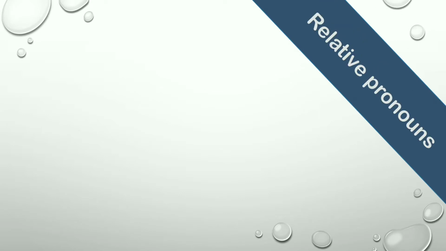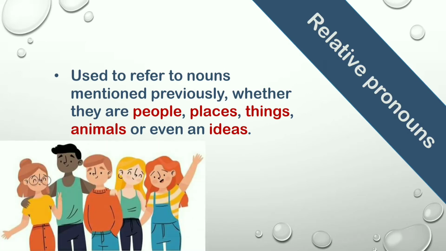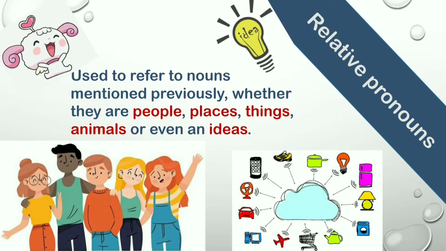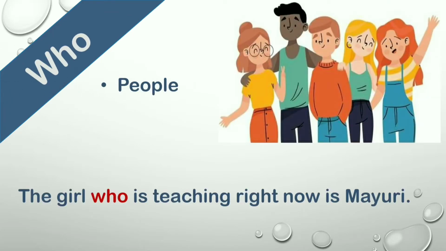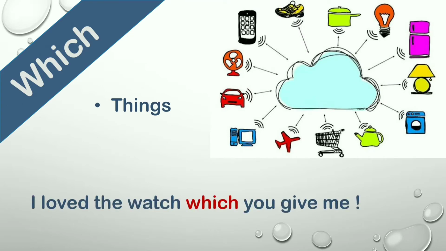So what are relative pronouns? A relative pronoun is one which is used to refer to nouns mentioned previously, whether they are people, places, things, animals, or even an idea. We use who when we talk about people. For example, the girl who is teaching right now is Mayuri. We use which when we talk about things. For example, I love the watch which you gave me on my birthday.